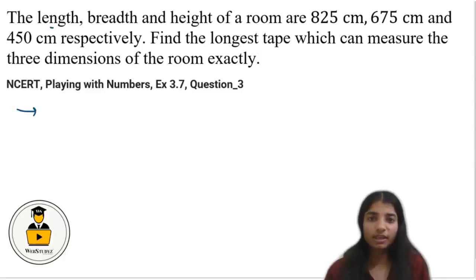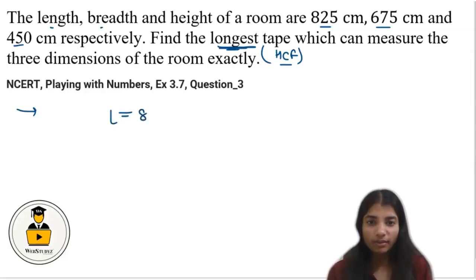In this question we are given that the length, breadth and height of a room are 825 cm, 675 cm and 450 cm respectively. We have to find out the longest tape which can measure the three dimensions of the room. Here we have to find the longest tape, which means we have to find the HCF. If it said shortest in place of longest, then we would find the LCM, but it says longest. That's why we are going to find the HCF here.